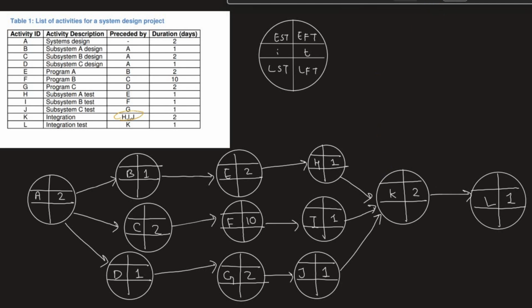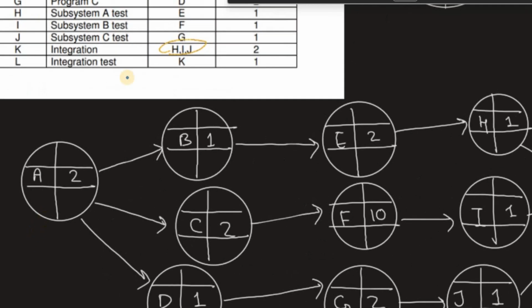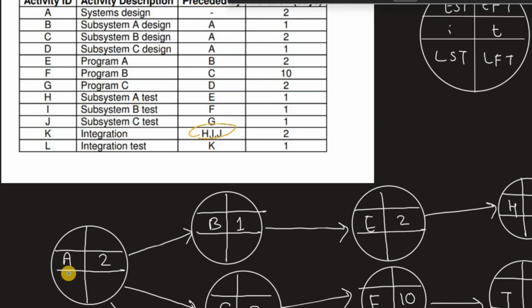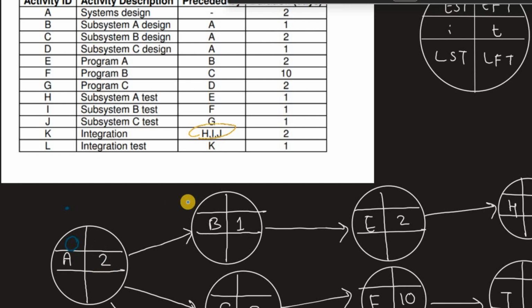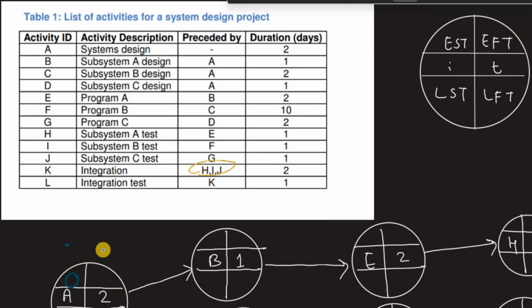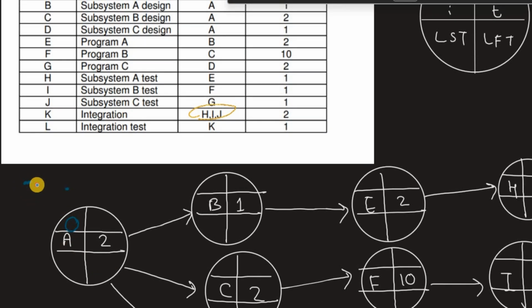Let's go ahead and find the earliest start. Because it is the first activity, the earliest start of this one is going to be 0 always, because it's the first activity that we're starting. Next, to find the earliest finish, you just add the earliest start plus the duration. So 0 plus 2 equals 2.